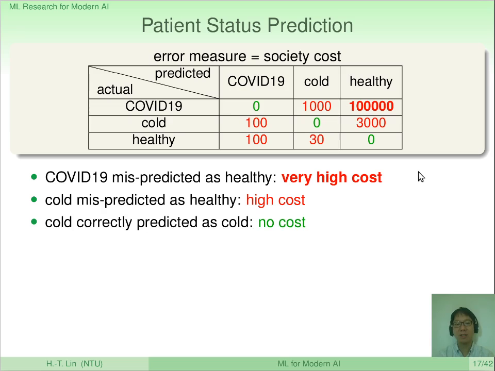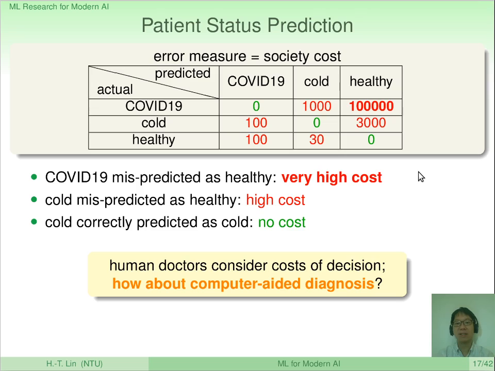Of course, we want the machines to be correct. So if the patient is cold affected, we want the machines to predict the patient as cold affected, and that's the zero cost one in the diagnosis. But you see, different kinds of predictions can be of very different costs, at least to the society. I made the numbers up, okay?